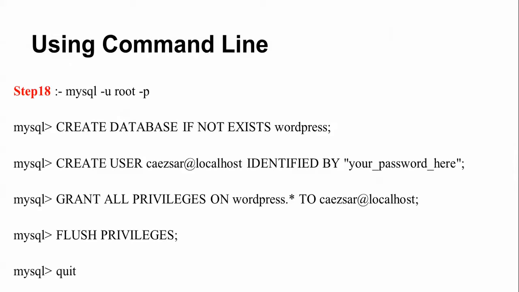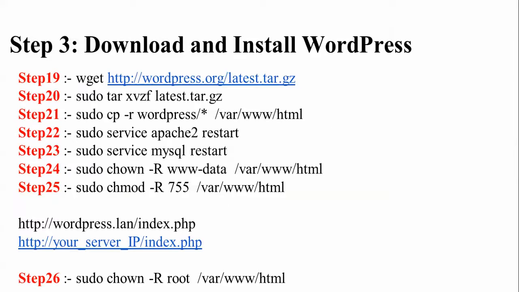Through the command line it is also possible. Just type mysql -u root -p and create a database. This is the command. You need to type exactly whatever is showing here and just press enter. After that, the last part is downloading and installing WordPress. Steps 19 to 26 are the procedure for downloading WordPress, restarting Apache, and giving the permissions. Then I'm going to access it from the URL.